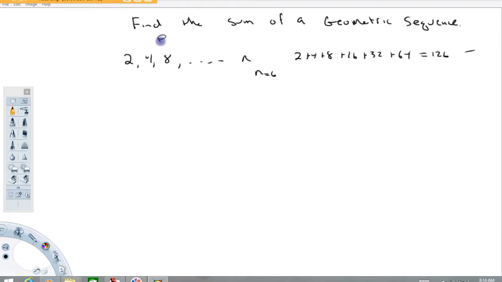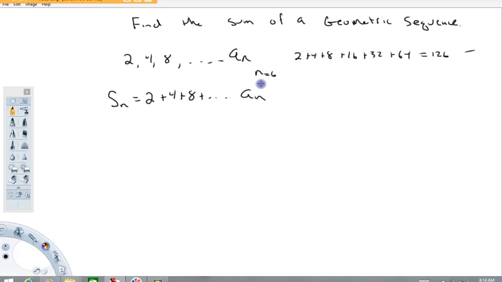So example number one, we're going to look at the geometric sequence 2, 4, 8, etc., out to some value a sub n. We're going to look for the sum of this sequence out to n equals 6. For starters, the sum of the sequence usually gets its own variable. We're going to call this s sub n. So s sub n is going to equal the sum 2 plus 4 plus 8 plus out to a sub n. And we're going to try to calculate this sum out to a value of 6.